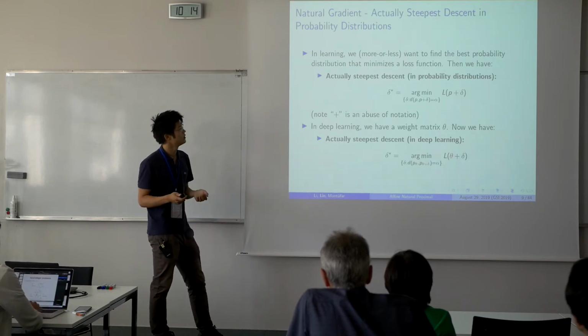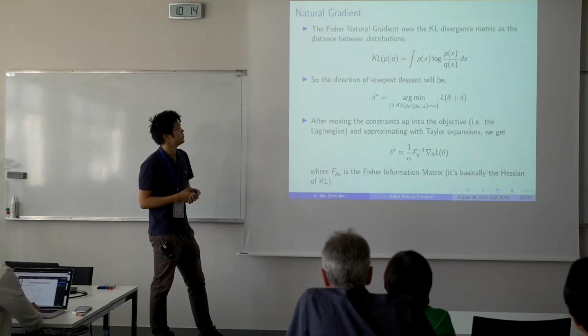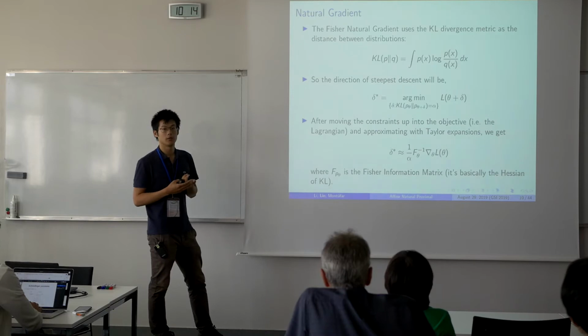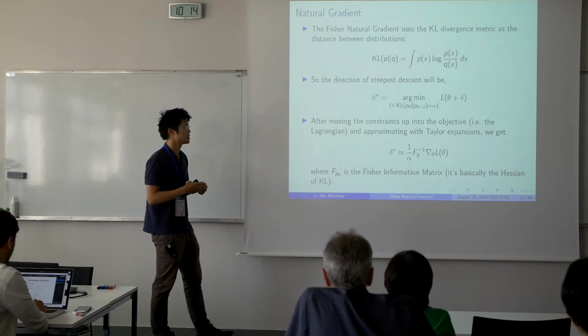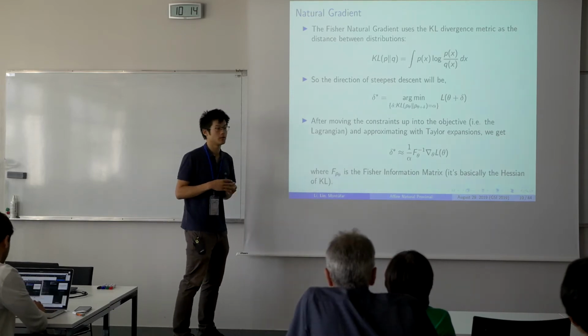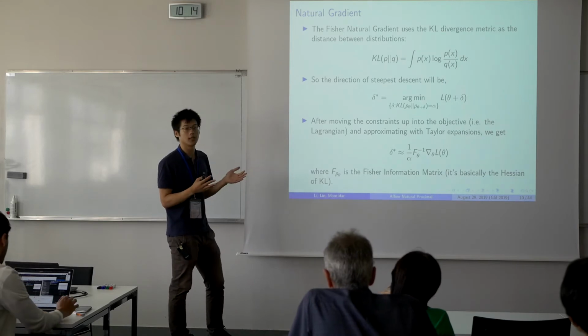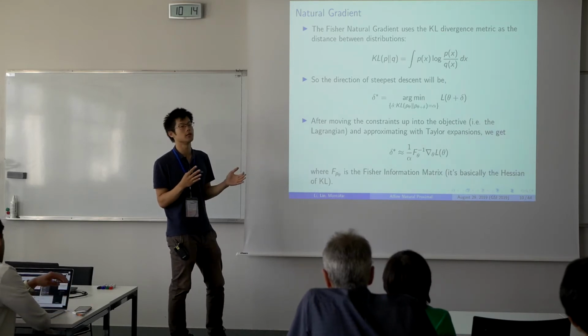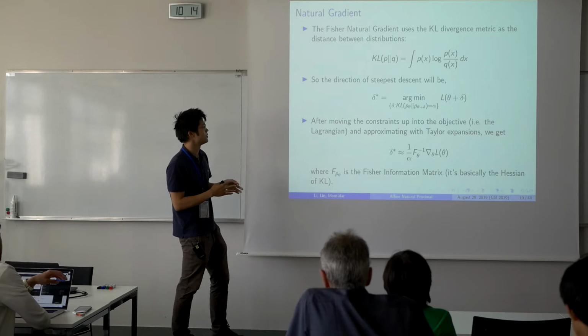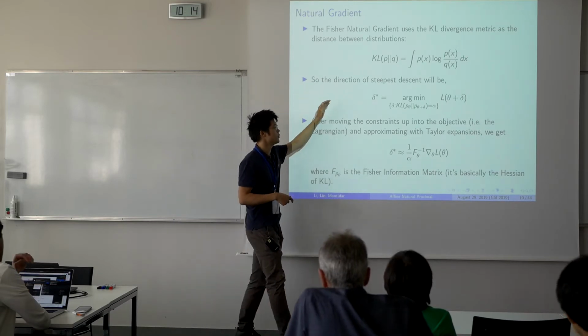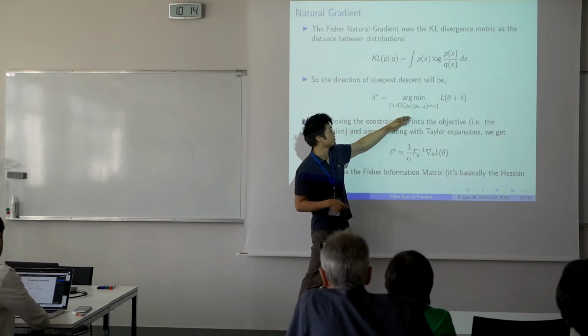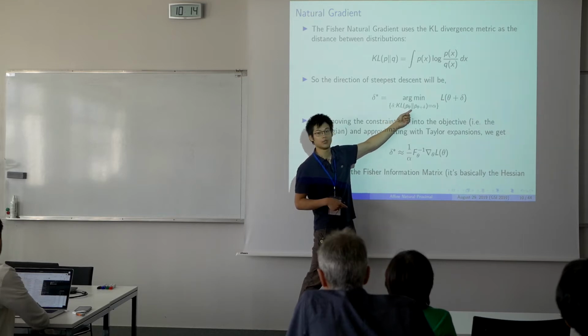When people say natural gradient, which was first proposed with the KL metric as the distance function on the input space, this is what natural gradient is. Basically, you have KL of p theta and p theta plus delta.